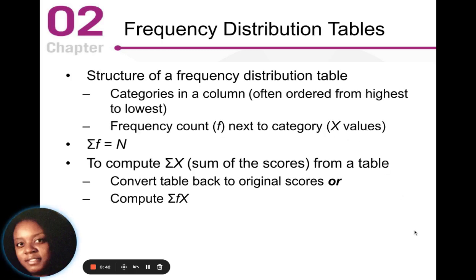A frequency distribution table is a structure of a frequency distribution. It will show categories in a column, ordered from highest to lowest. It will also show the frequency count next to the category, which is the X values, and it's going to show the sum of the population. It'll help you compute the sum of scores from a table and convert that information back to original scores.